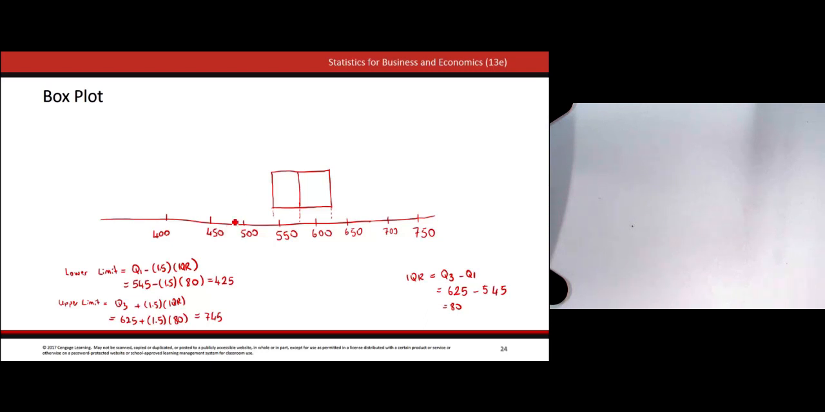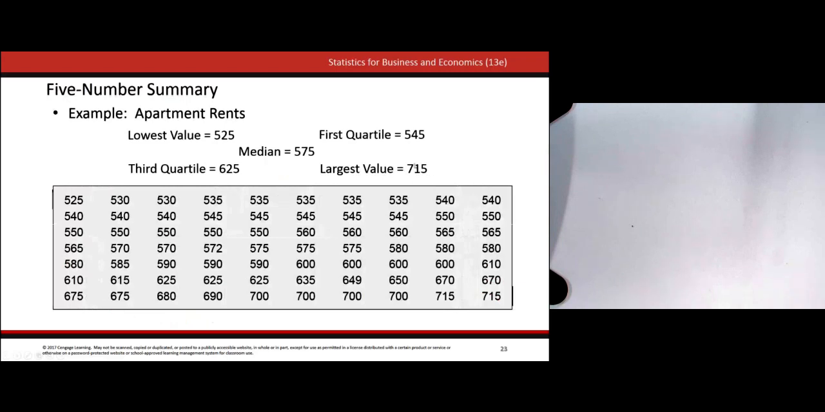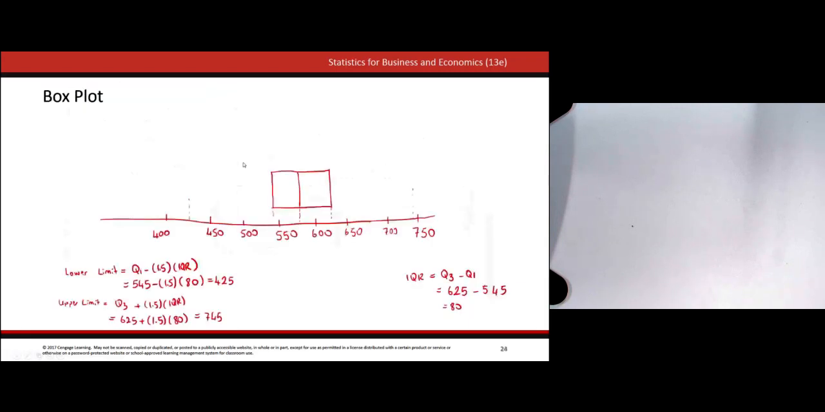So then 425 here, 745. Do we have any outliers? No, because our largest value is 715, smallest 525. So we don't have an outlier, so then we draw the whiskers.